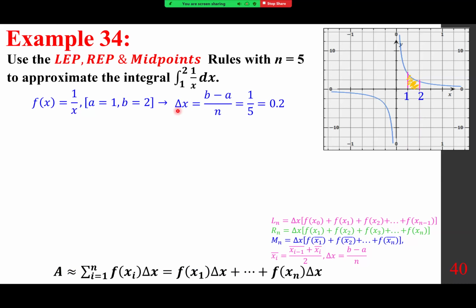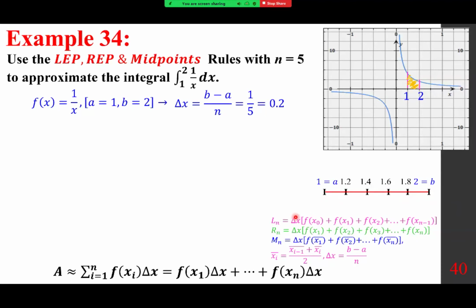So delta x is b minus a over n, or 1 over 5, or 0.2. And here's the line segment that I'm talking about. We're going to go from a equals 1 to b equals 2. I made it large enough so it becomes clear what we have. So delta x is 0.2, or 1/5. So we have 1, 1.2, 1.4, 1.6, 1.8, all the way to 2.